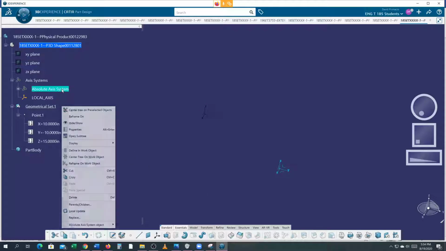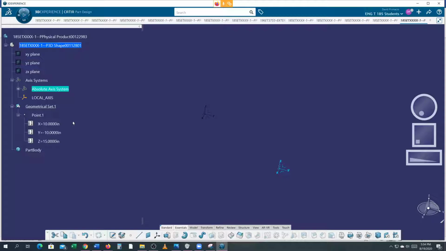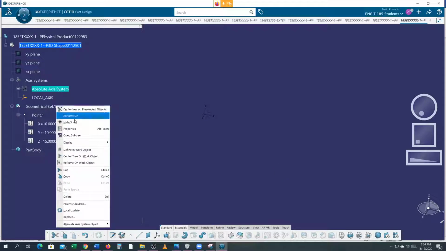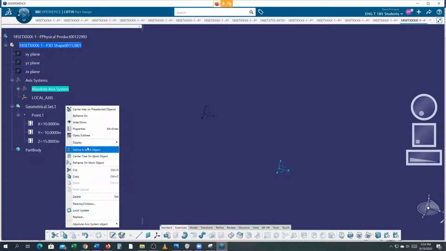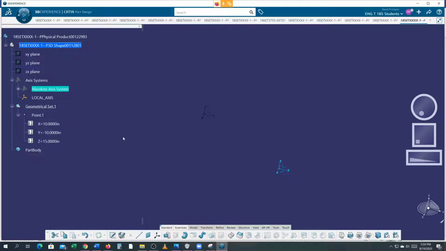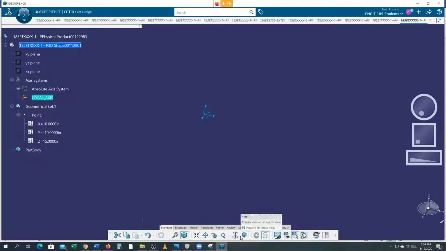So what I normally do is I just hide this axis, the absolute axis. Whoops. Did I not hit hide? I want to hide that absolute axis. If I go to, what the heck is going on? Hide that. Oh, I had it picked. That's why it was still showing up. So I hide that and I go to view, ISO view.